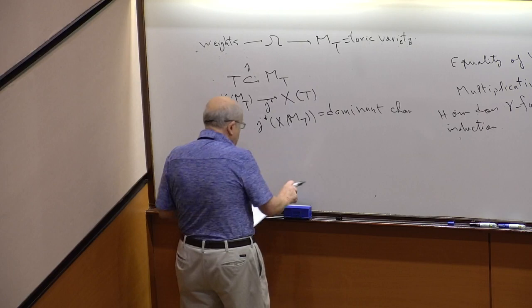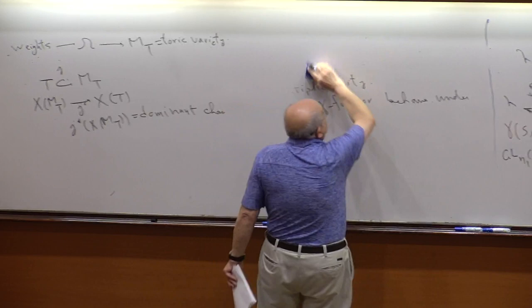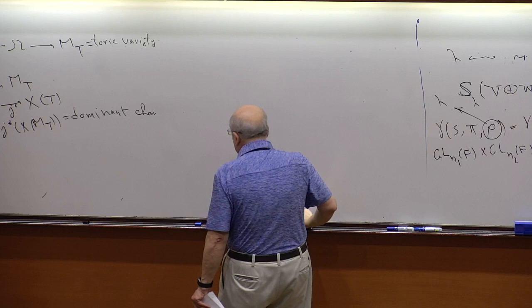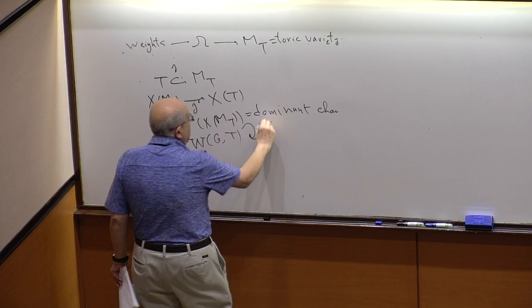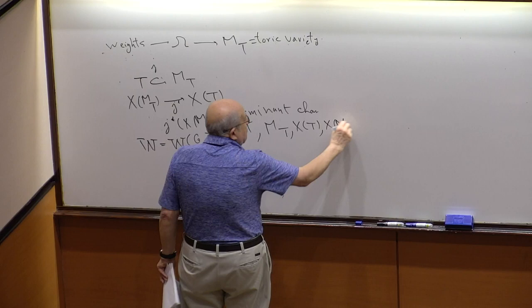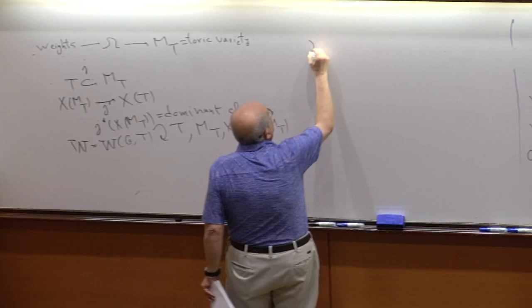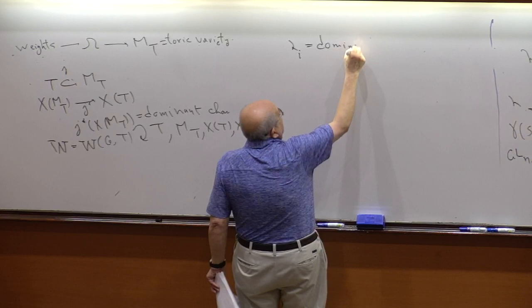How do we make this? So we have this information. The Weyl group of G acts on both of these. The Weyl group of G acts on T, on X of T and X of MT. Then we're going to choose, for every element lambda dominant, I can attach a representation.